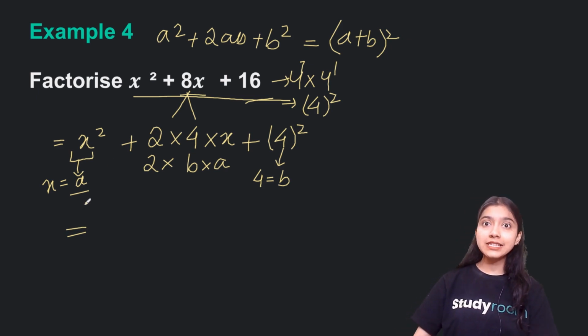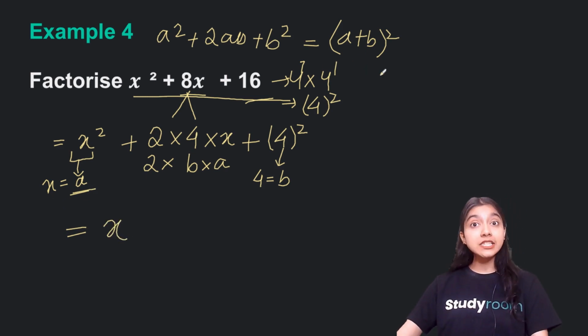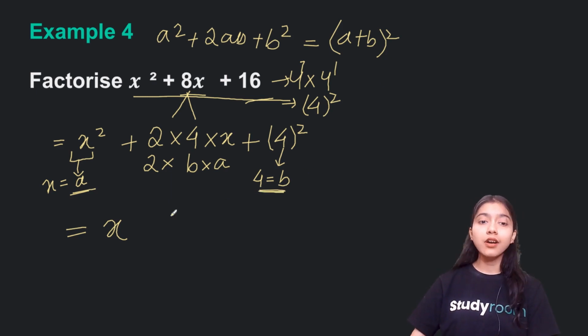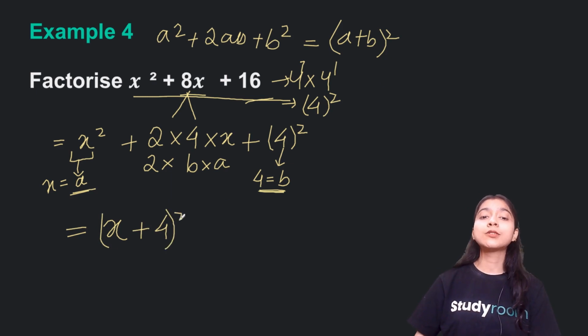What is a in this case? In this case, a is equal to x. So we'll write x and then we have a plus b whole square. What is b in this case? B in this case is 4. So we have plus 4 and then we have to take the whole square of it.